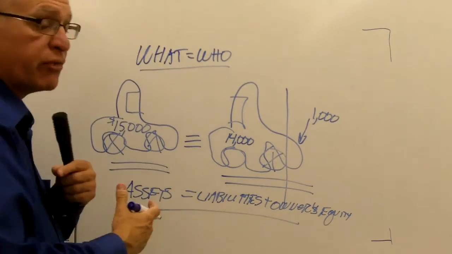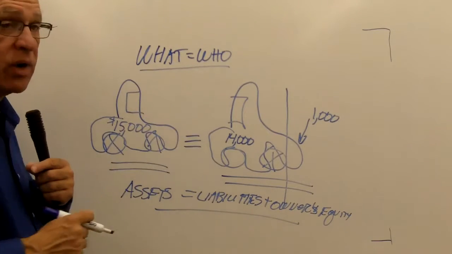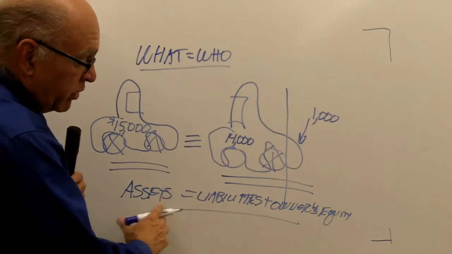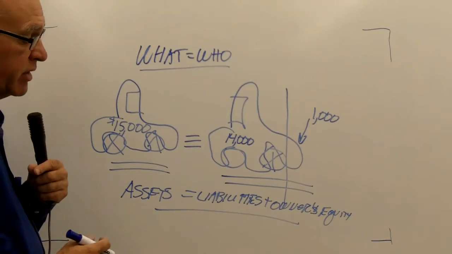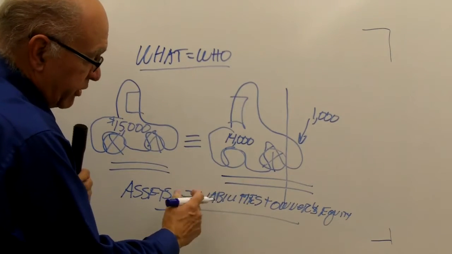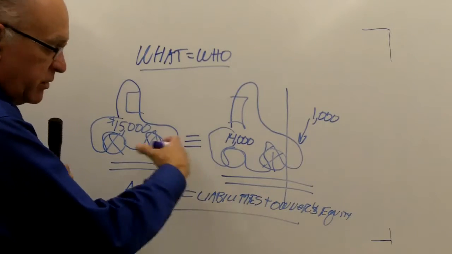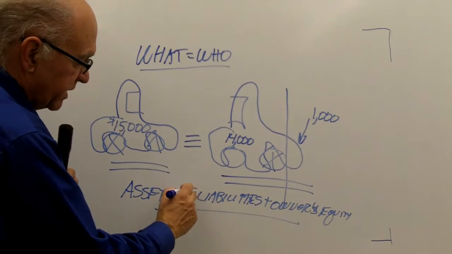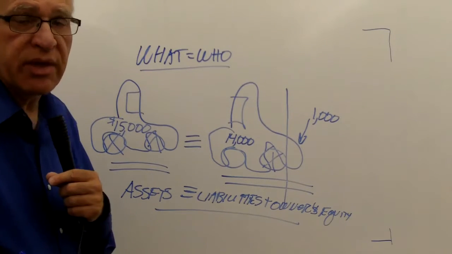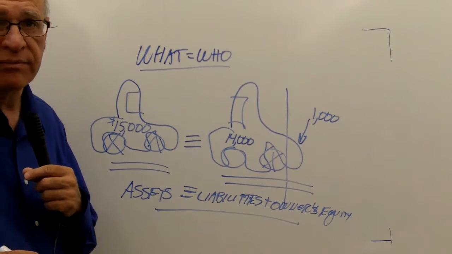If I had started with this formula, rather than explain the what equals who, you may have become confused always trying to figure out this formula. And you're trying to figure out how to mix, like a formula, liabilities and owner's equity, and we end up with assets. It's not the case whatsoever. It's really an equivalency. It's looking at the same thing from two different perspectives.